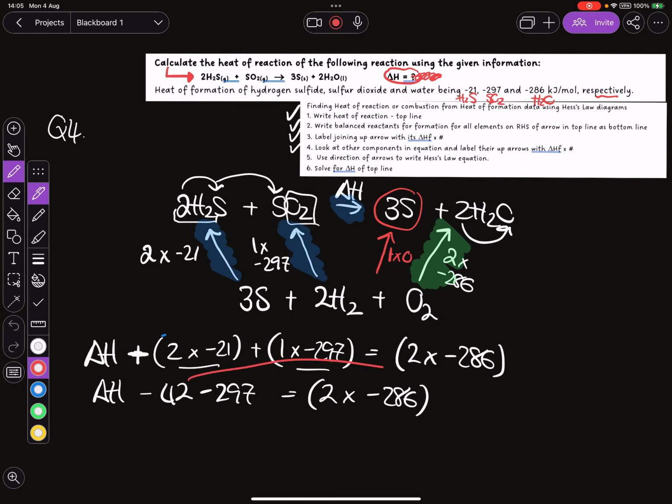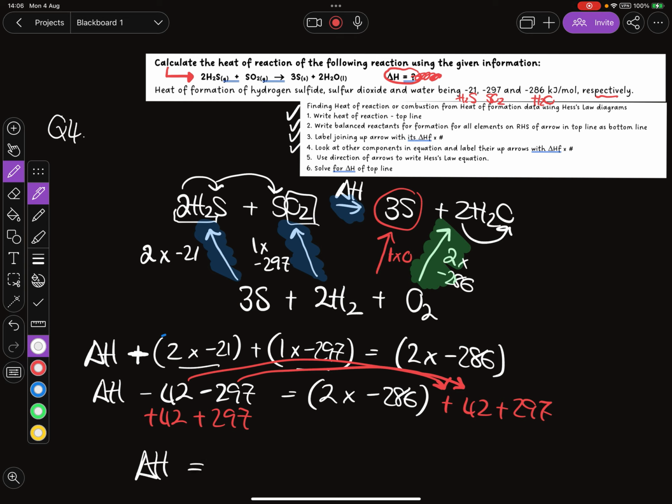So I wish to put both of these over to this side of the equal sign. To do that, I have to add plus 42 and plus 297 to both sides. And then I plug it all into my calculator, including brackets, and solve. And once I have done that, I should have an enthalpy value of minus 233 kilojoules per mole.